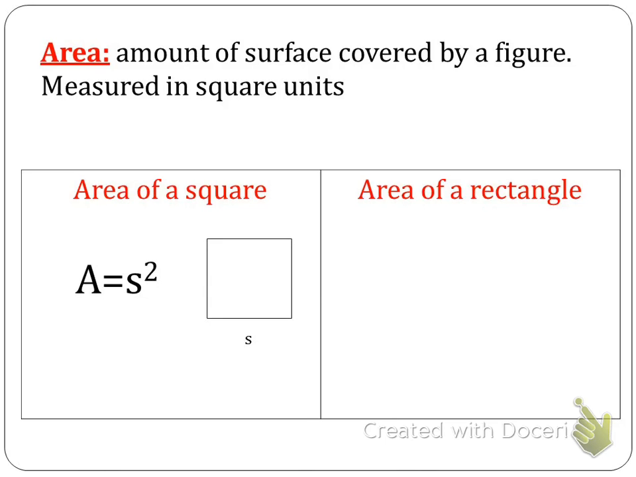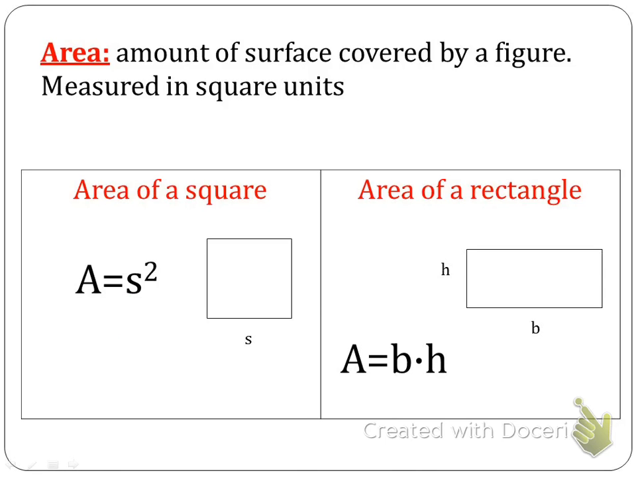Area of a square. If you know the side of the square is a number, and I'm going to label it with an S, make sure it looks like an S and not a 5. If you took base times height on a square, well, base times height would be taking the same number times itself. So that's why we say S squared.